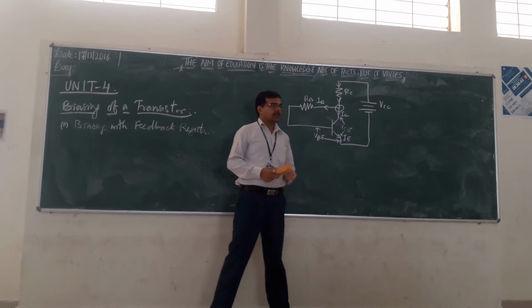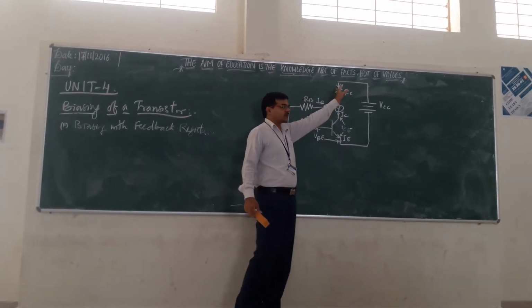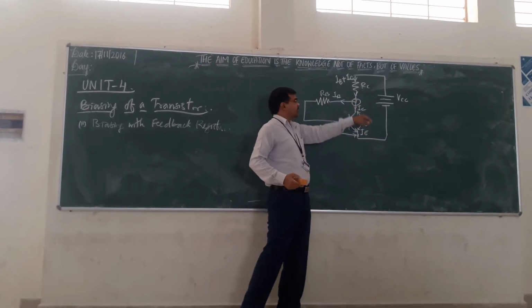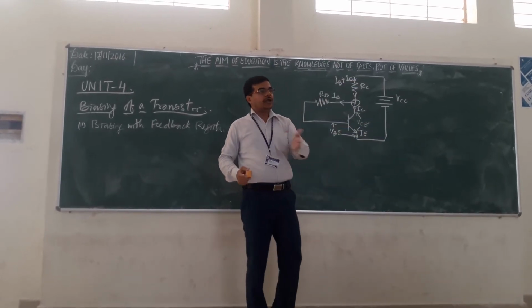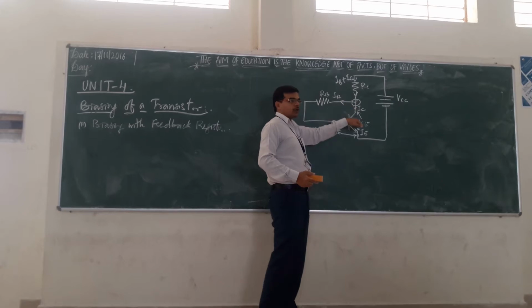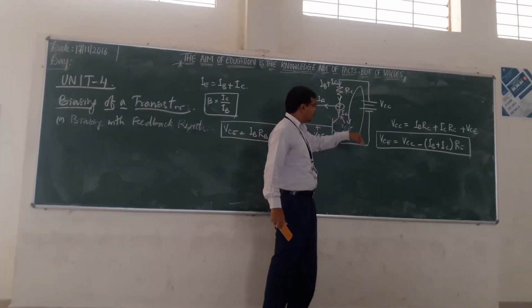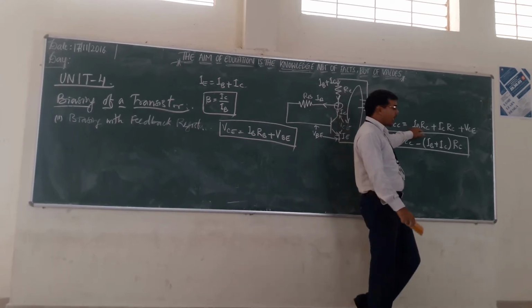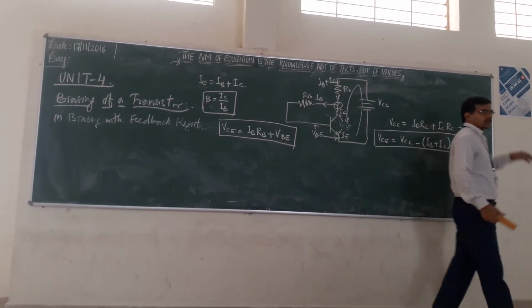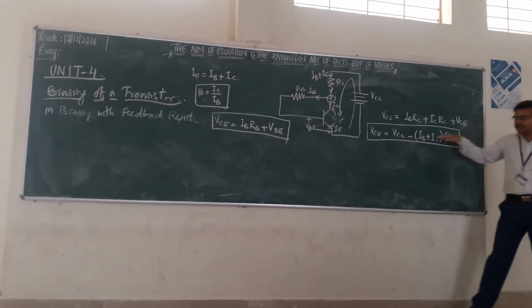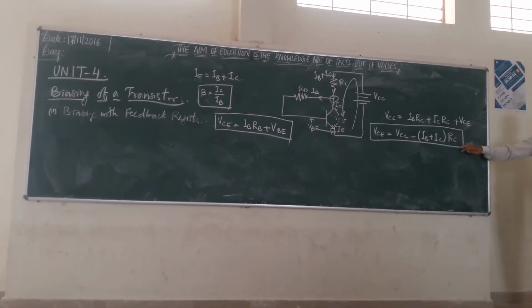Then what is the value of the current flowing from here? Whatever the incoming current is, that is equal to the outgoing current. So these two outgoing currents will be equal to the incoming current. The incoming current will be IB plus IC. By Kirchhoff's voltage law, VCC is equal to (IB plus IC) RC plus VCE, and if we keep VCE on one side and the remaining parameters on the other side, we get this equation.